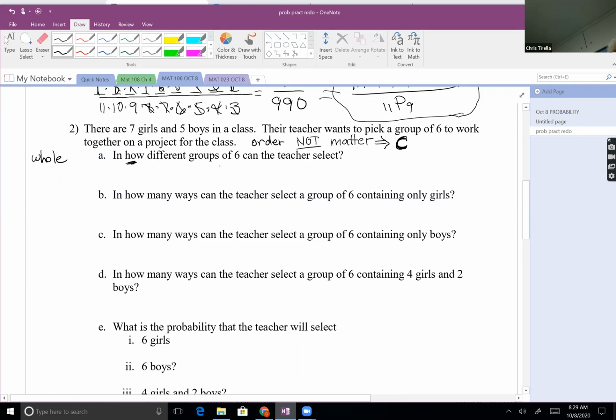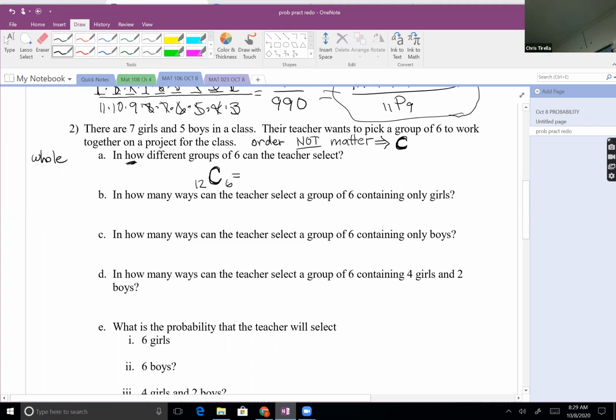I want groups of 6. Order doesn't matter, so I'm saying it's a combination. How many students are there to pick from? Total in the class? 12. And how many of them am I choosing? 6. So 12 combination 6.